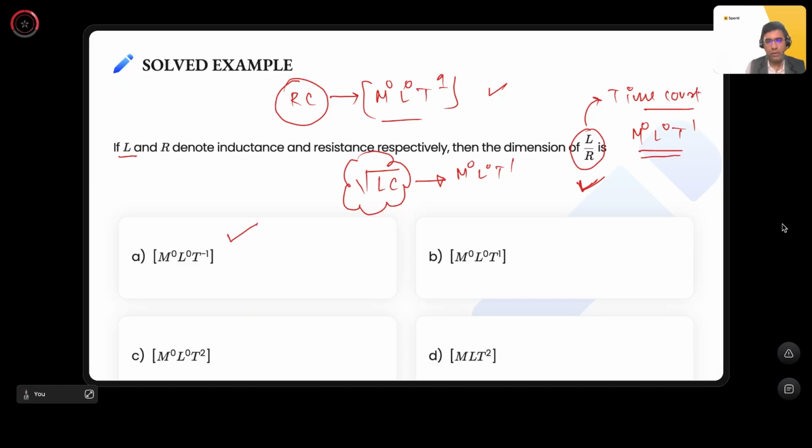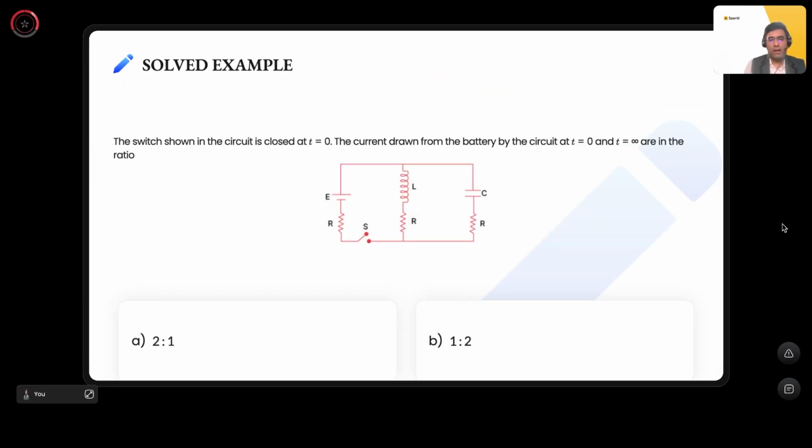All right. Next question. LR circuit based question. The capacitor is also there. So it's a mixed concept question, an easy question. A similar question has been asked in the exam in previous years. So the switch shown in the circuit is closed at t equal to 0. The current drawn from the battery at t equal to 0 and t equal to infinity. Whenever there is a question on an LR circuit or maybe an RC circuit, generally these two times are compared, all right, t equal to 0 and t equal to infinity. So we need to know what happens at t equal to 0.